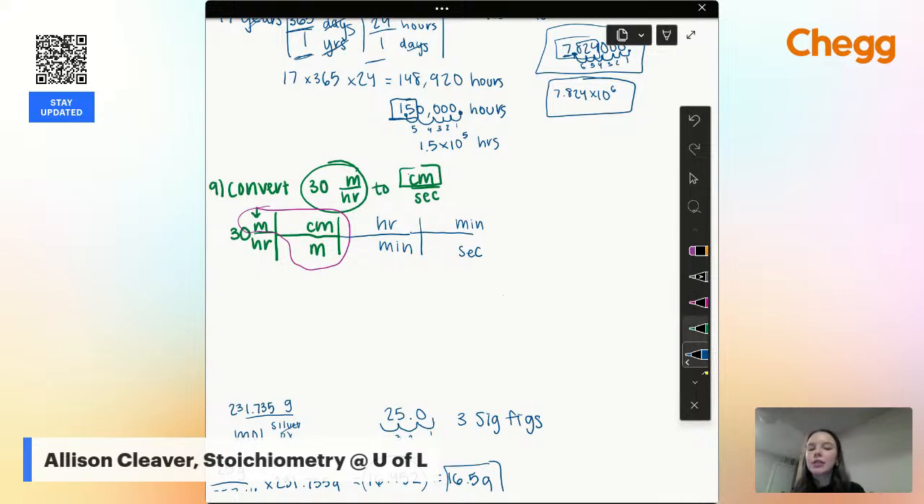So I'm just going to run through and do a quick check and make sure all my units are going to cancel out to what I want. So I see I have meters up here and meters down here. So I'm crossing out both of those. I see I have minutes down here and minutes up here. So I'm crossing out both of those. I see I have hours down here and hours up here. So I'm crossing out both of those. And I end with what's in my final answer, centimeters over seconds. So I'm good to plug those values in that I need.